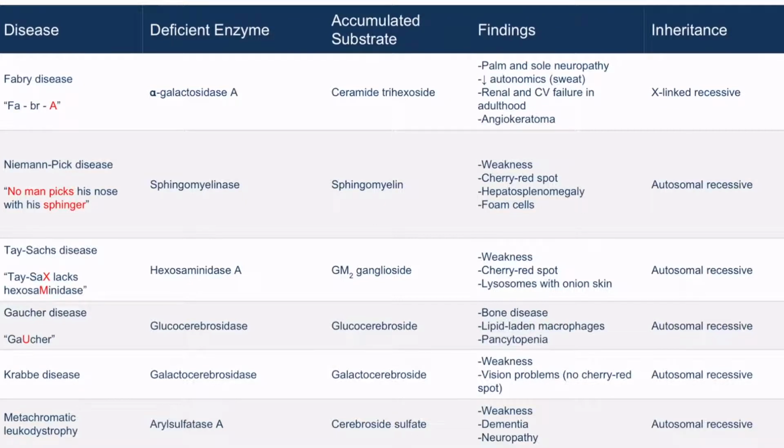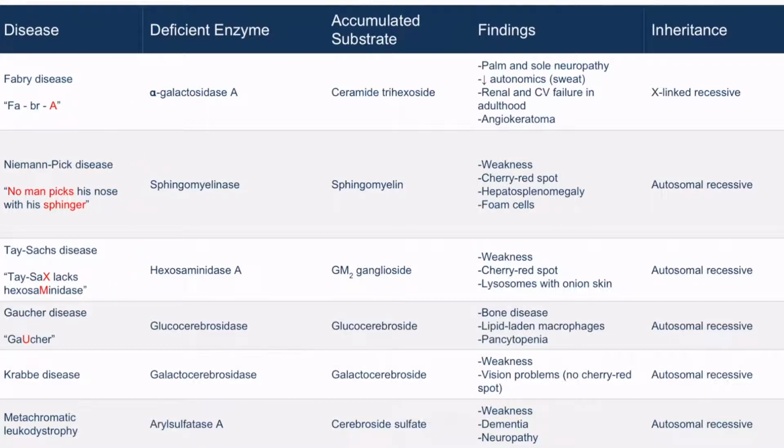Okay, one more point before we dive into the details. The top 3 diseases right here are by far the most high yield, so we'll spend the majority of the time discussing these. If you can memorize these 3 diseases, you'll be well on your way to getting most of the questions about lysosomal storage diseases correct.